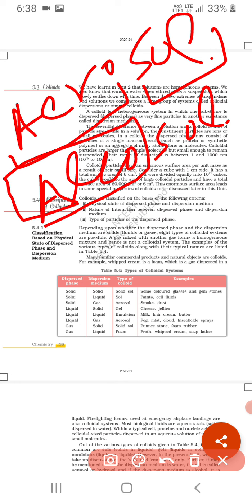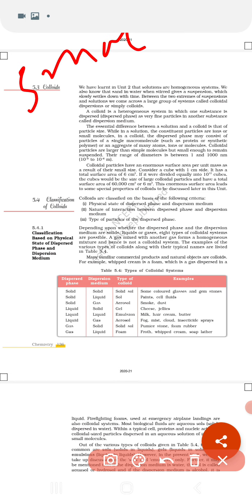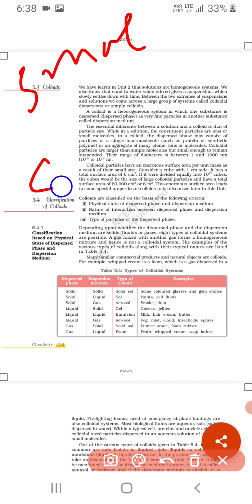So in this way we have to learn dispersed phase and dispersion medium, and we have to get ready with examples. Like in your paper it may be asked, smoke is an example of which type of colloids, and what is dispersed phase and dispersion medium in smoke. So we have to discuss here smoke. As we all know, the dust particles are suspended in air. So solid in air.